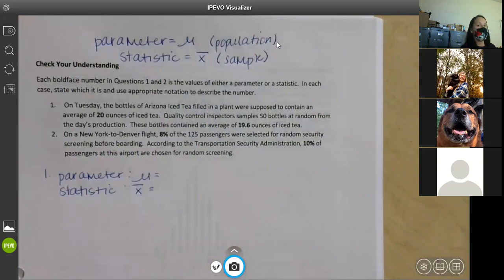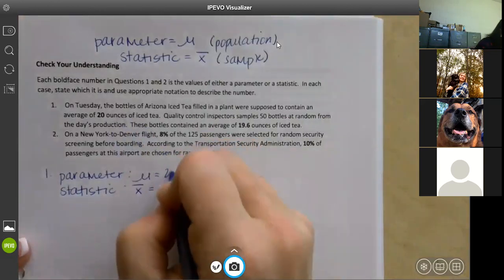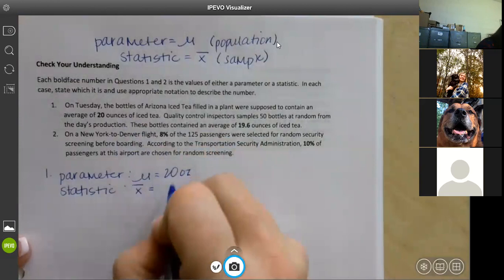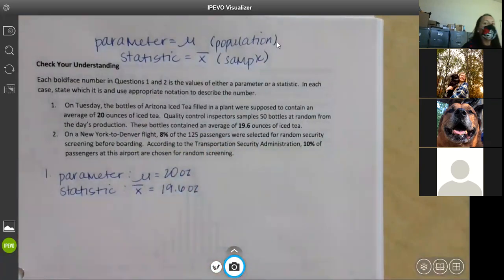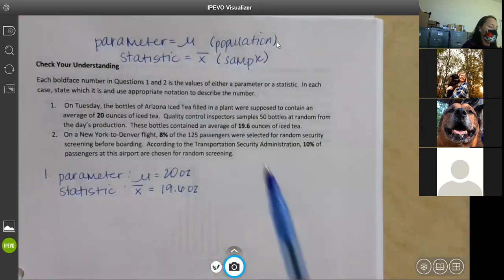The population would be... Okay, we're just looking at the bold numbers, so check out the bold numbers. So we're either looking at 20 or 19.6. One of them is from the population and one is from the sample. 20 is the population. And that makes 19.6 from the sample. And again, here's how you know.